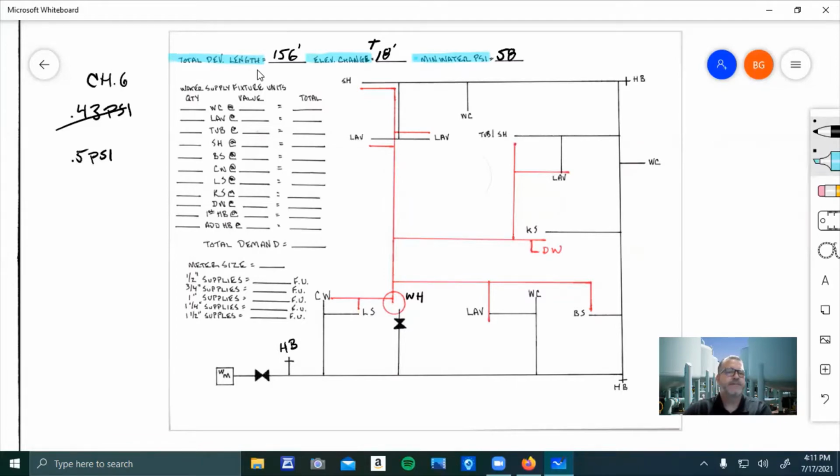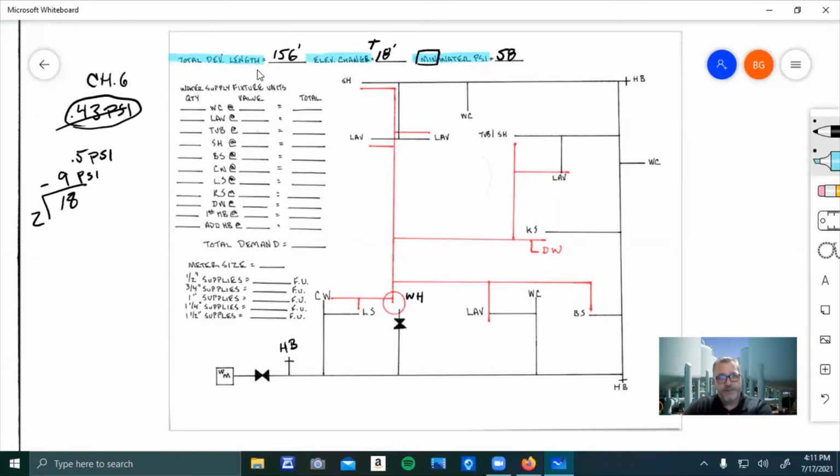Not in real life, not physics, because physics states, in simple gravity, it is 0.43 psi. So we go by 0.5, which rounds it up to a half a pound per foot. And at 18 feet, you divide that by 2 or multiply it by 0.5 if you want, and you're going to end up with 9 psi. So you're going to subtract 9 psi from your minimum water pressure, and it's always going to be minimum.